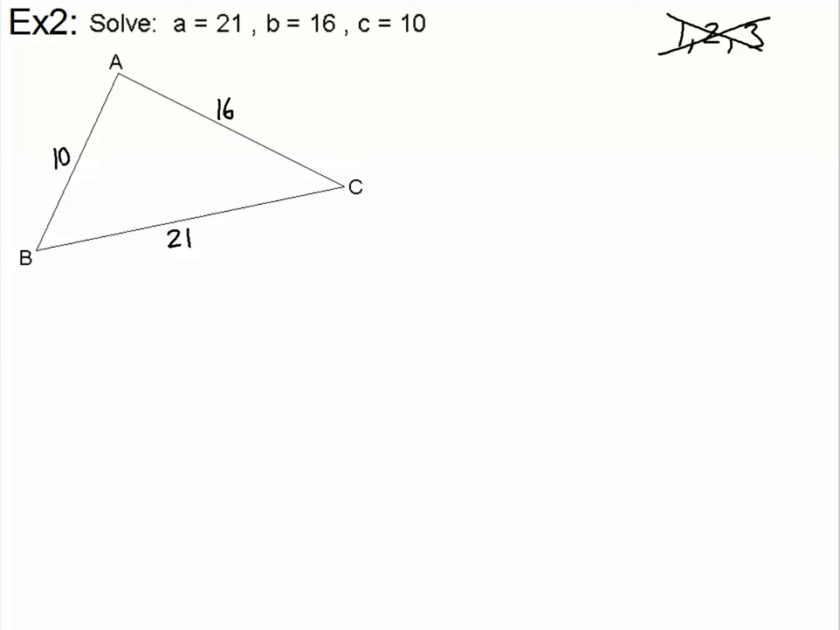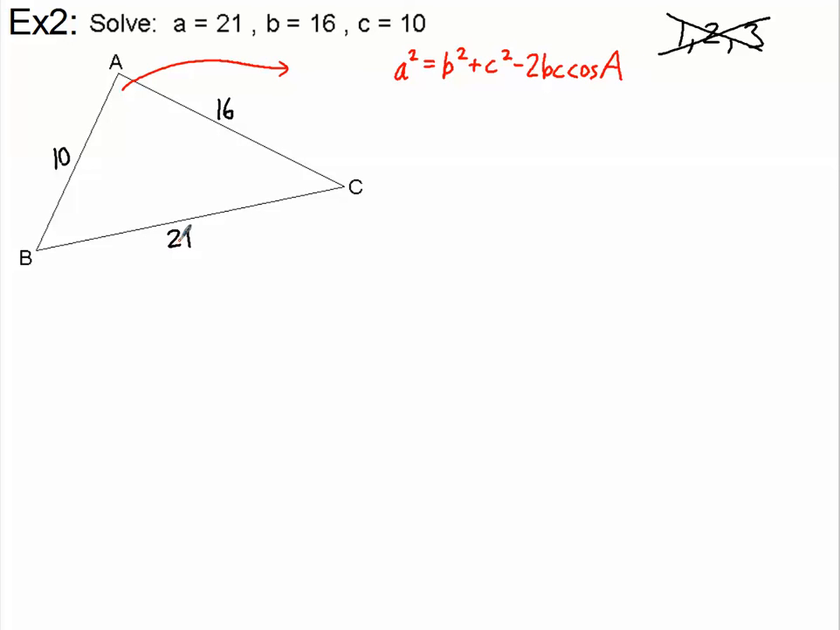Okay, we need to find all three of the missing angles. And really, we can go in whatever order we want. I'm going to go in alphabetical order, so I'll start with A. I know that A squared is equal to B squared plus C squared minus 2 times B times C times the cosine of big A. There's our law of cosines again.